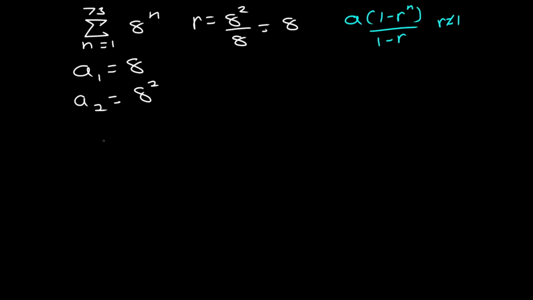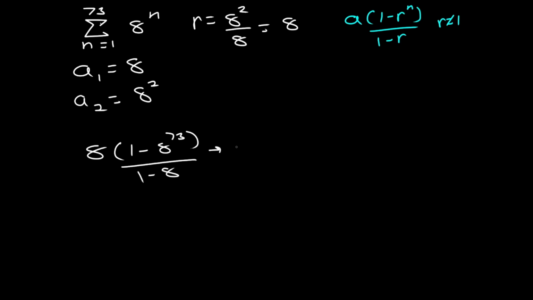So now we can plug our values into the equation. We can plug in our 8 for the first term, 1 minus r, which would be the common ratio 8 again. We can plug in 73 for the number of terms, because that is our upper limit, all divided by 1 minus the common ratio 8.